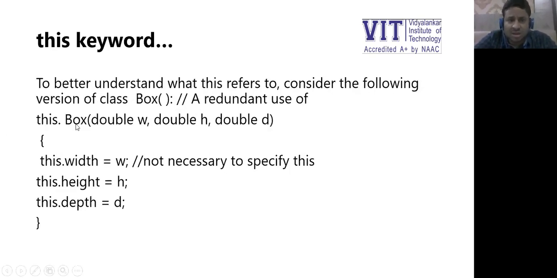Now here, even for the constructor, this.box, why is it written so? Because this constructor Box will be called for the object when that object is created. So here, this.width equals w, it's not necessary to specify this here because the instance variable name width and the local variable name w are different. But even though they are different, my system will always treat width like this.width, this.height, and this.depth. This is how it is.